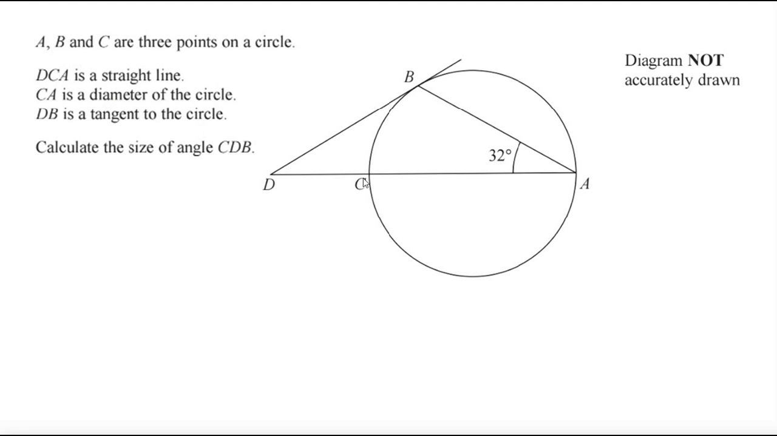CA is a diameter. Now here's the extra information. CA is a diameter of the circle, and that means that AC, going all the way around here, is bisecting the circle, so this must be a semicircle. And that gives me an idea about how to solve it. Let's just complete the description. DB is a tangent to the circle, so we've got our tangent here, and it says calculate the size of CDB.